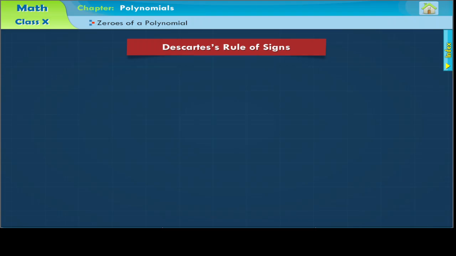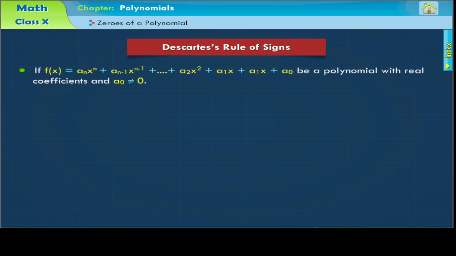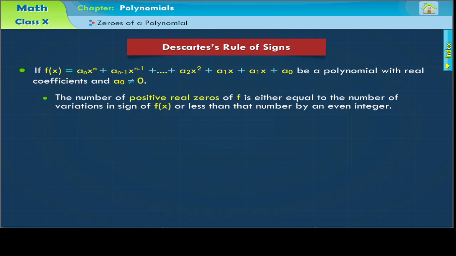Descartes' rule of signs. Let f of x be equal to a_n x to the power n plus a_(n-1) x to the power n minus 1 plus ... plus a2 x squared plus a1 x plus a0, a polynomial with real coefficients and a0 is not equal to 0. The number of positive real zeros of f is either equal to the number of variations in sign of f of x or less than that number by an even integer.